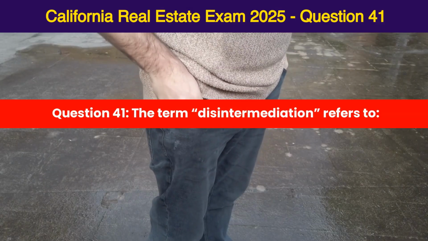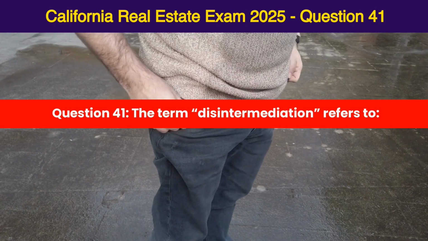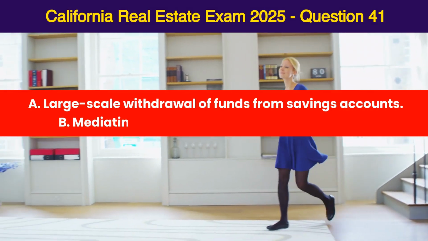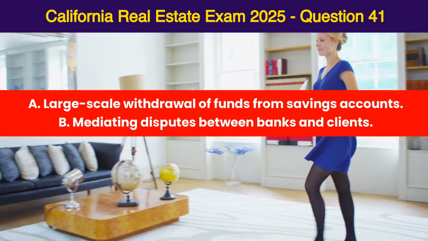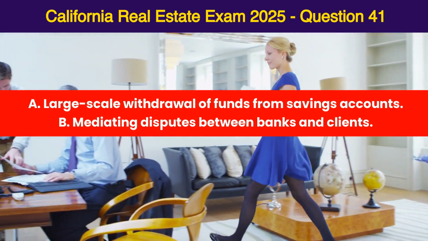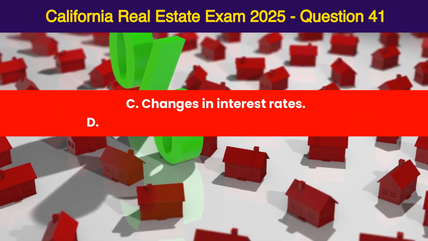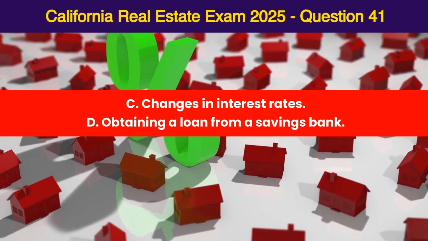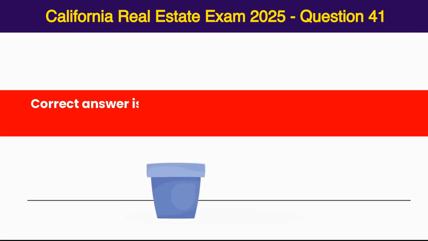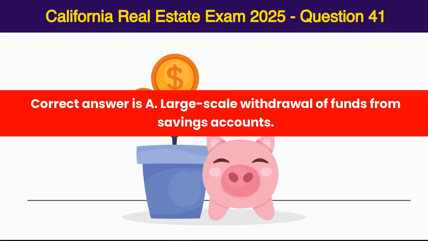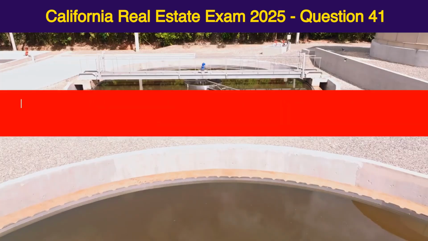Question 41. The term disintermediation refers to A. Large-scale withdrawal of funds from savings accounts. B. Mediating disputes between banks and clients. C. Changes in interest rates. D. Obtaining a loan from a savings bank. Correct answer is A. Large-scale withdrawal of funds from savings accounts.